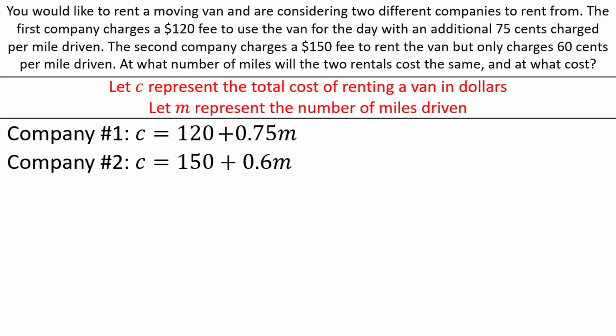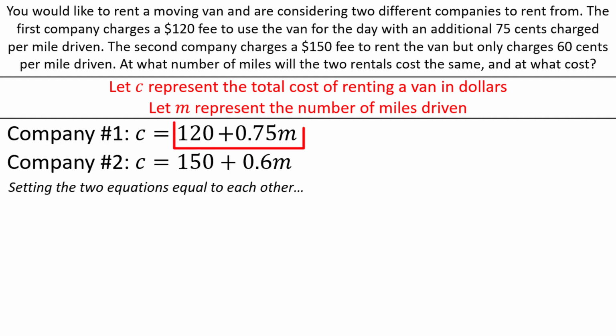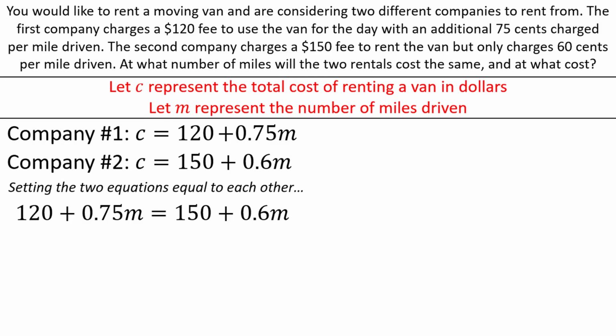Now, we want to find out where these two costs are equal. There are a few ways that this problem could be solved, but perhaps the most straightforward way is to use substitution. Both equations are solved for C, so we can simply set the two equations equal to each other. Or if you want to think of it in terms of substitution, substitute our expression for C in one equation for C in the other equation. That leaves us with 120 plus 0.75M is equal to 150 plus 0.6M.